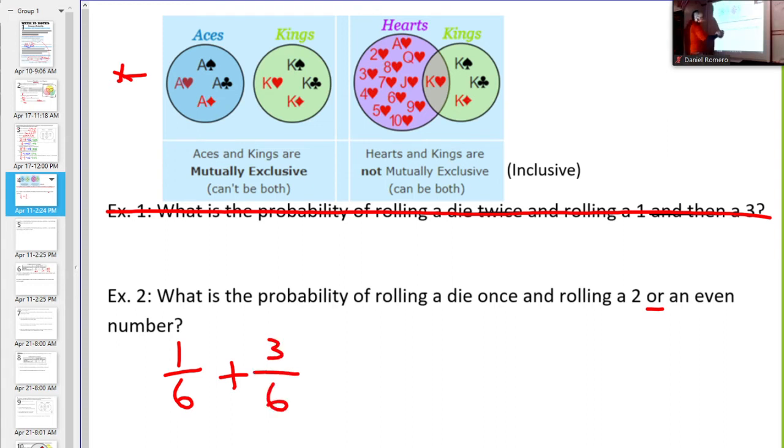You guys know what a die is, right? A little. 1, I don't know how. Like 4 is 3.